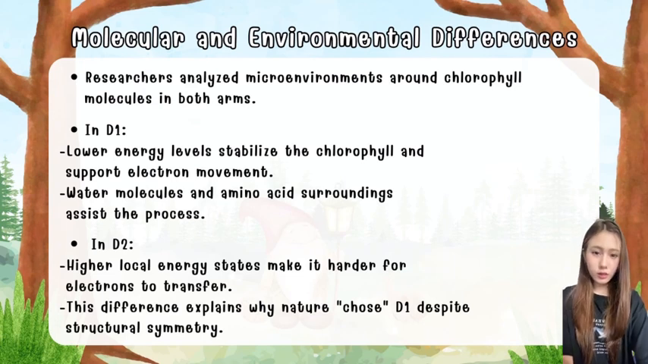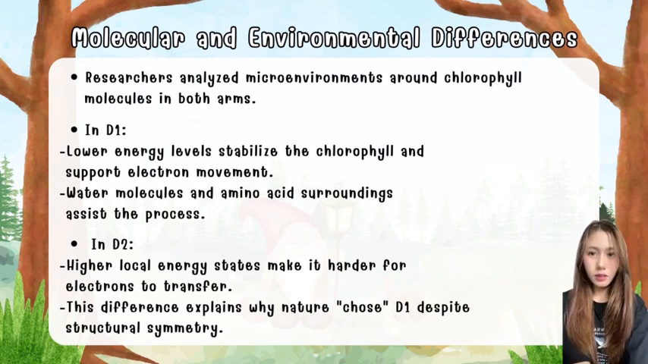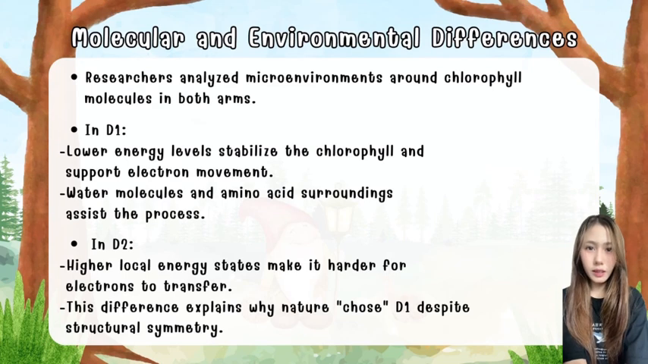Molecular and environmental differences. Researchers also studied the microenvironment around the chlorophyll molecule in both arms. In D1, the energy levels are lower, which stabilizes the chlorophyll and makes electron transfer easier. Water molecules and nearby amino acids support this process. In contrast, D2 has a higher local energy state, which makes it much harder for the electron to transfer. This key difference explains why nature chose D1, even though both arms look symmetrical in structure.